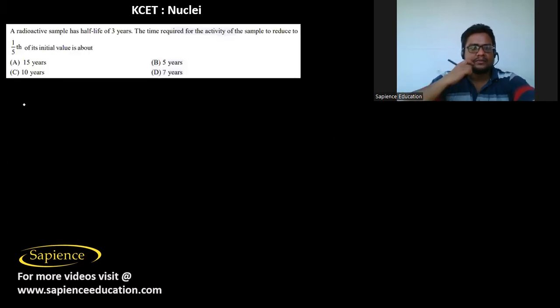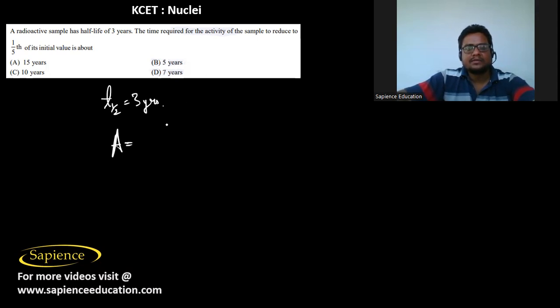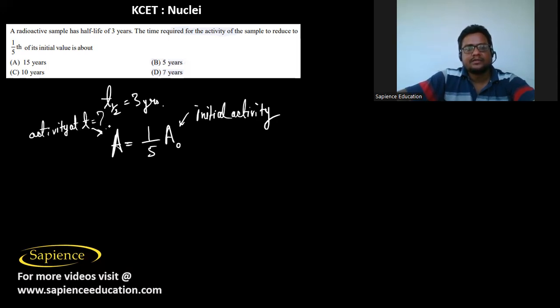Then here it is told the radioactive sample has a half-life T half of 3 years, and the time required for the activity of the sample to reduce to 1/5 of its initial value. So let the initial activity be A naught. A naught is the initial activity, and A is the activity at some time t, which we have to find.